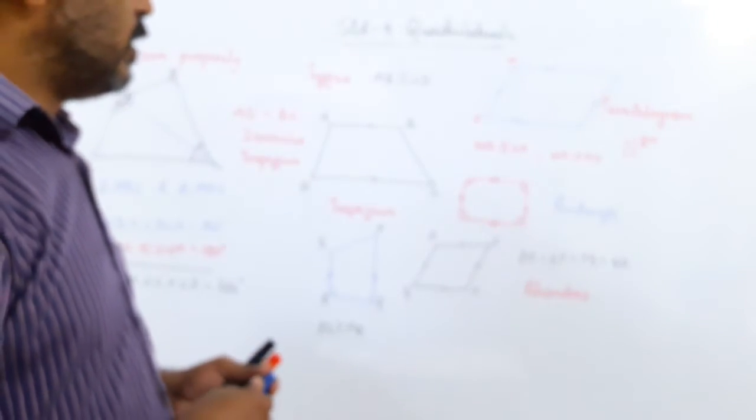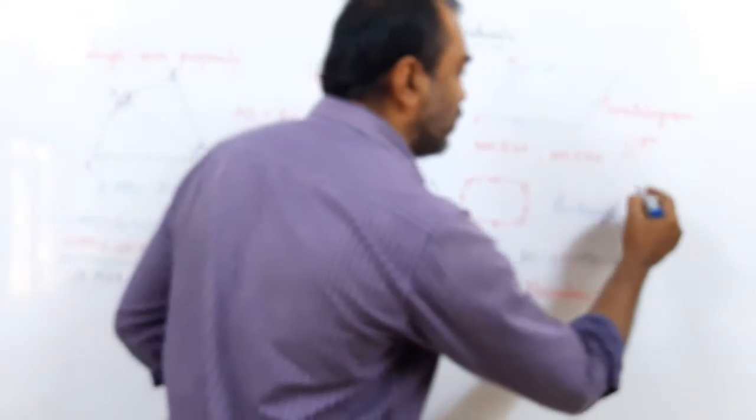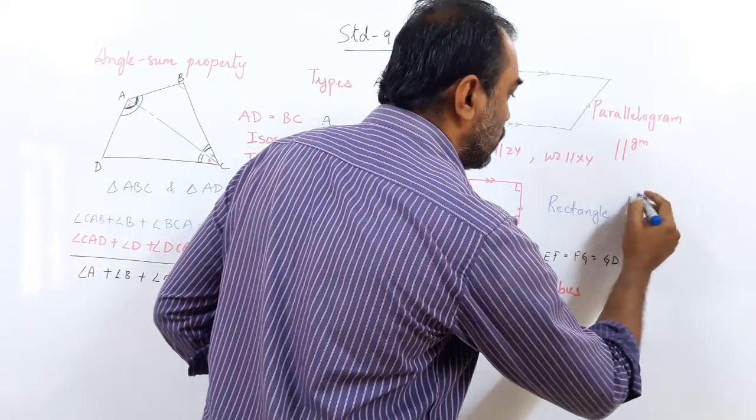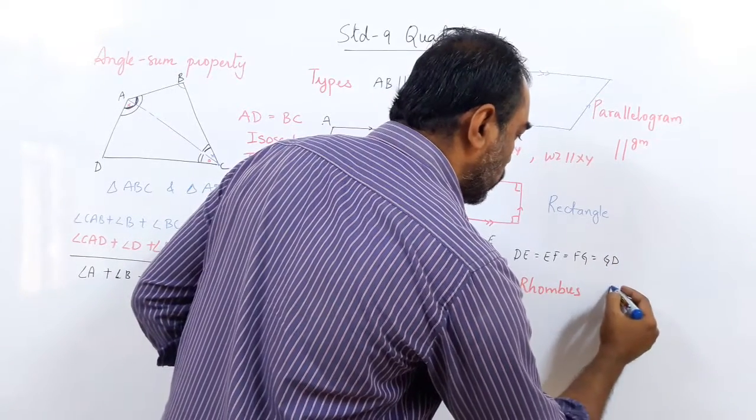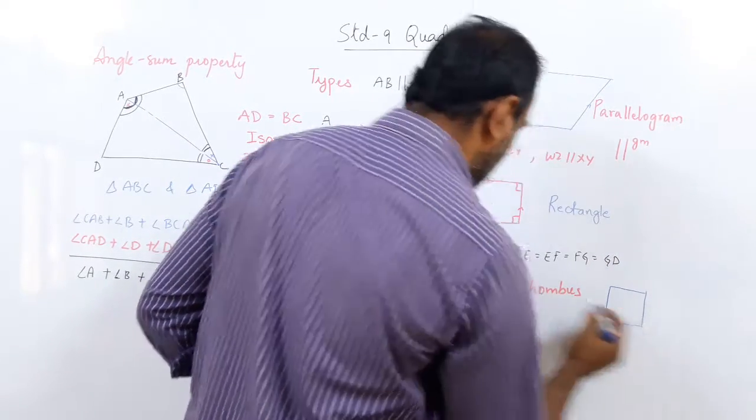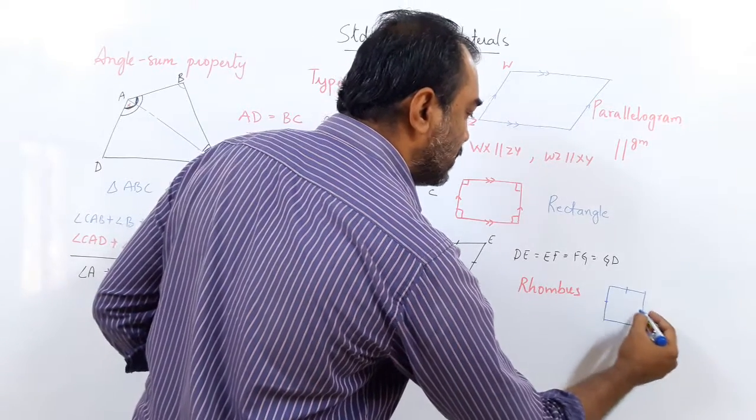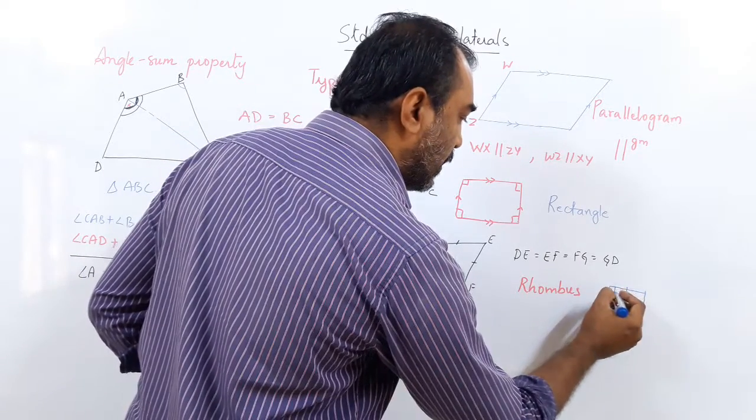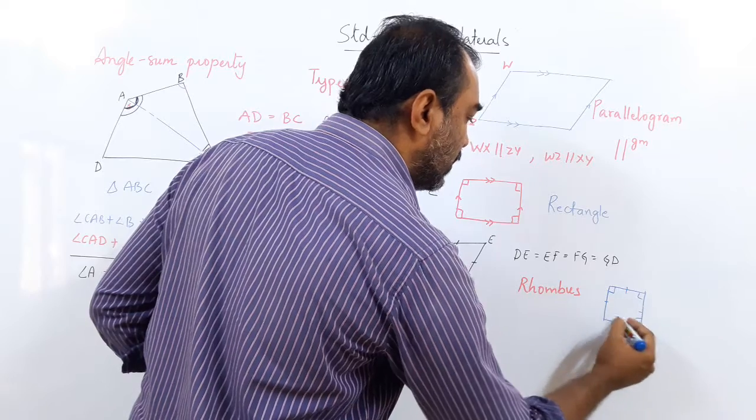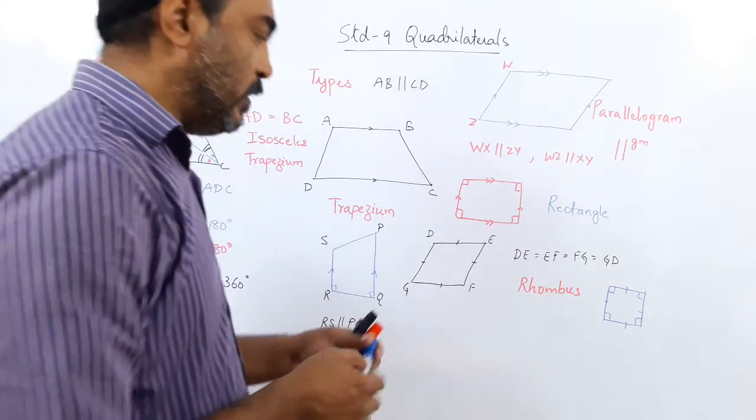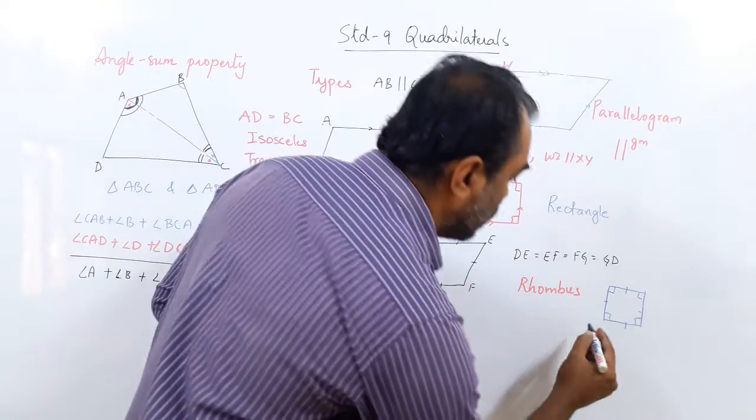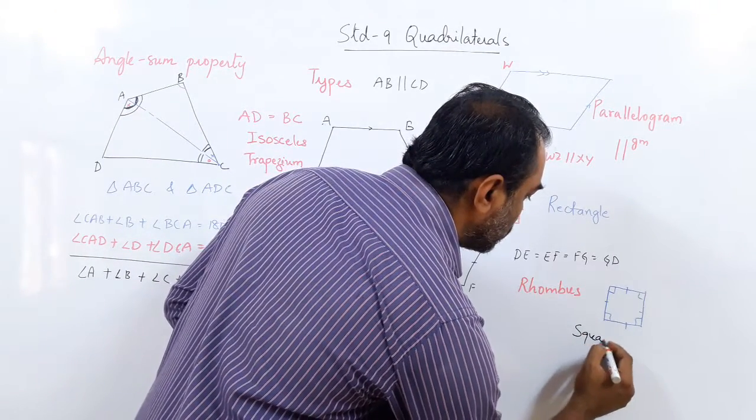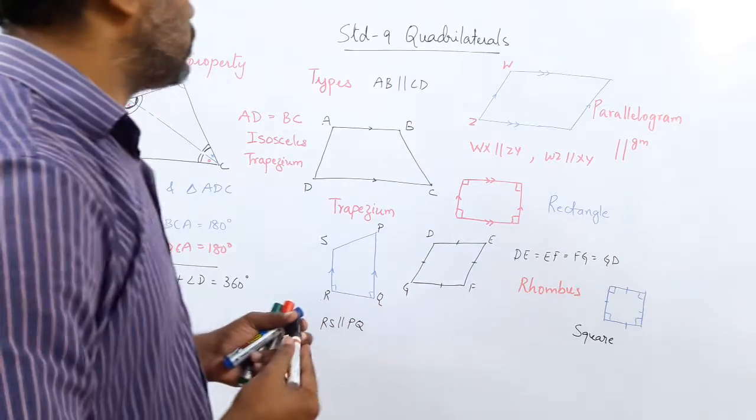Okay. Are we done or not? I don't think we are done. We are left with one more parallelogram whose all 4 sides are equal. Just like this one, all 4 sides are equal, but also every angle is 90 degree. Means every angle is also equal. This special one is called what? A square.